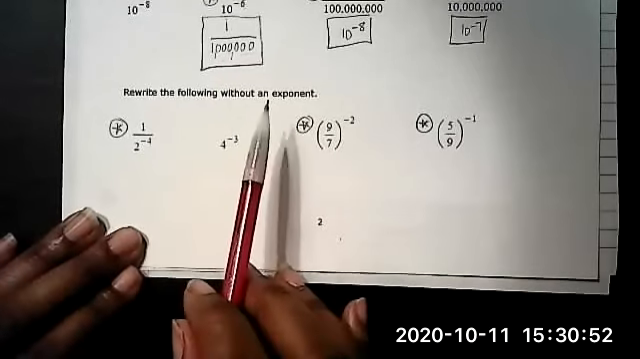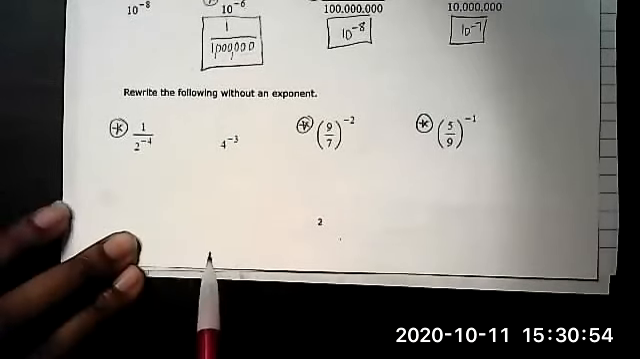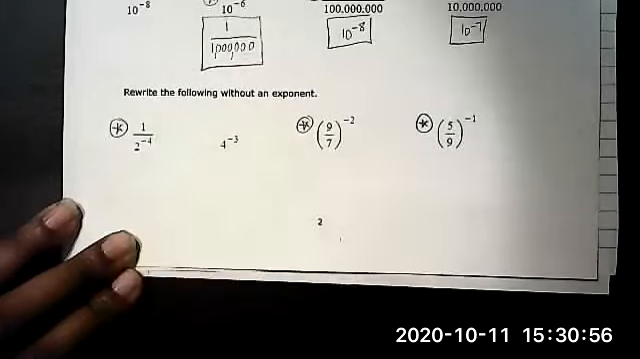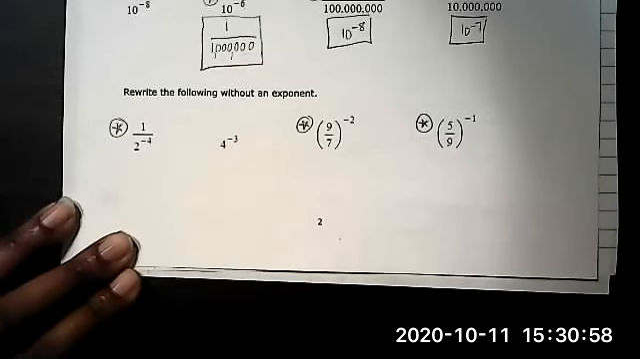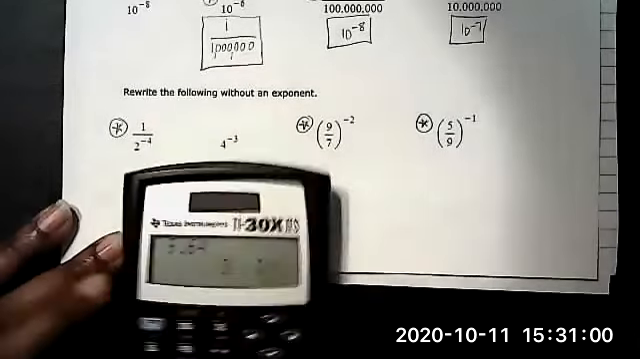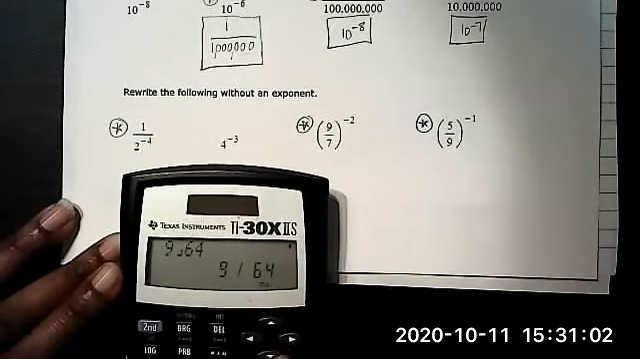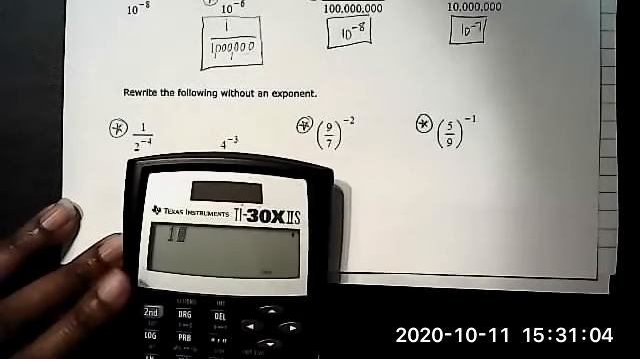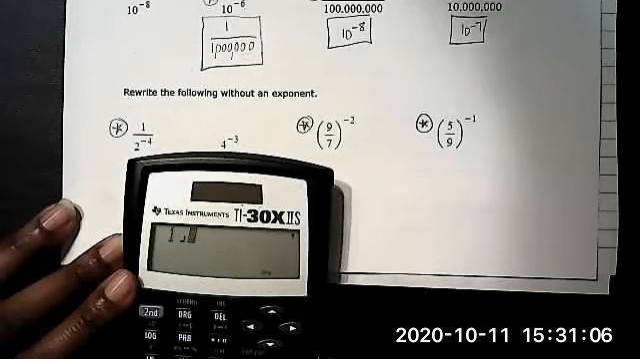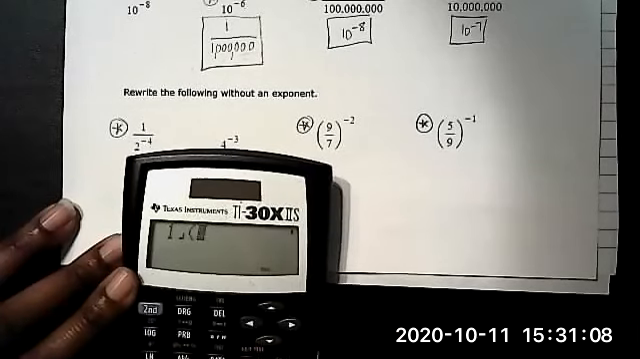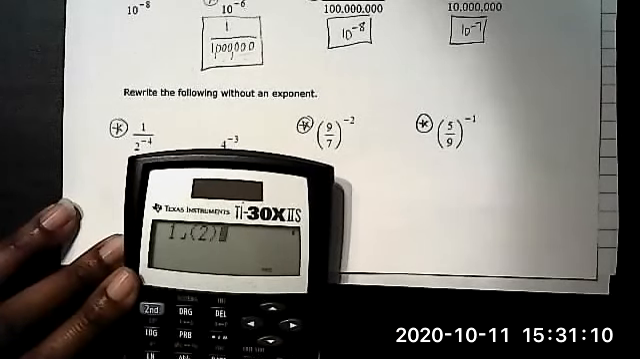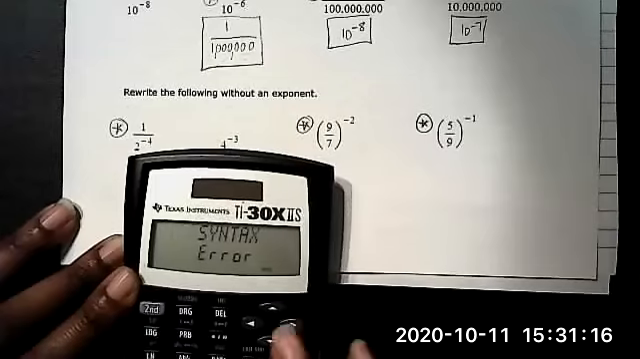Okay. Here, rewrite the following without an exponent. In this case, you can actually put this in, and let's see if that works. I don't think you can put a negative exponent at the bottom in your calculator, but let's try. 1 divided by, and then we can say parentheses, 2 raised to the -4 power. I don't like that anyway. No, they don't like that either.